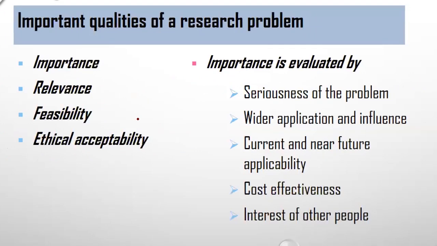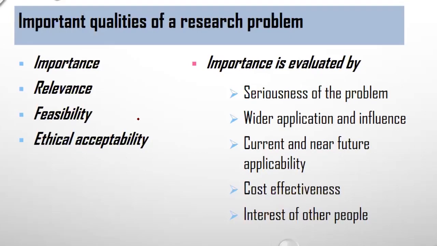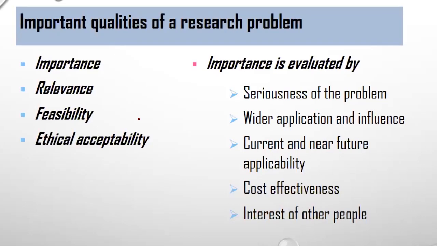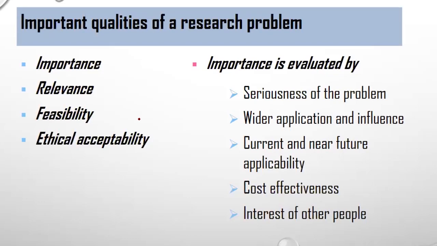Now, the important one is the important qualities of a research problem. Actually, the research process is usually characterized by these four qualities: importance, relevance, feasibility, and ethical acceptability. As I told earlier, this is a very important step for identification of a research problem. When you are deciding the research problem to conduct the research, first of all, you have to concentrate more on the importance of these issues.